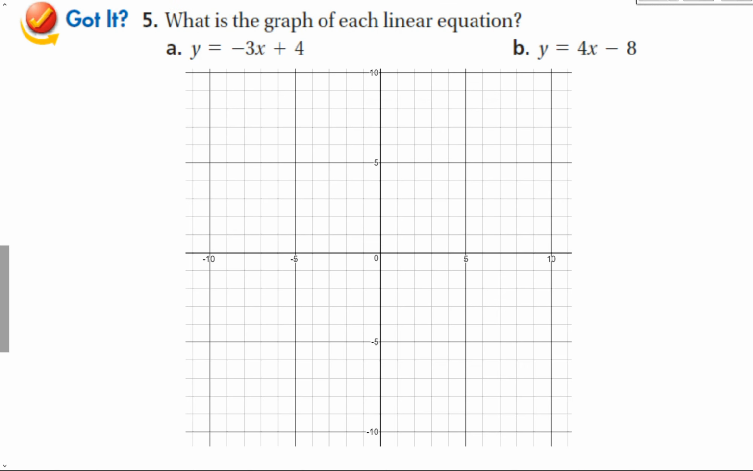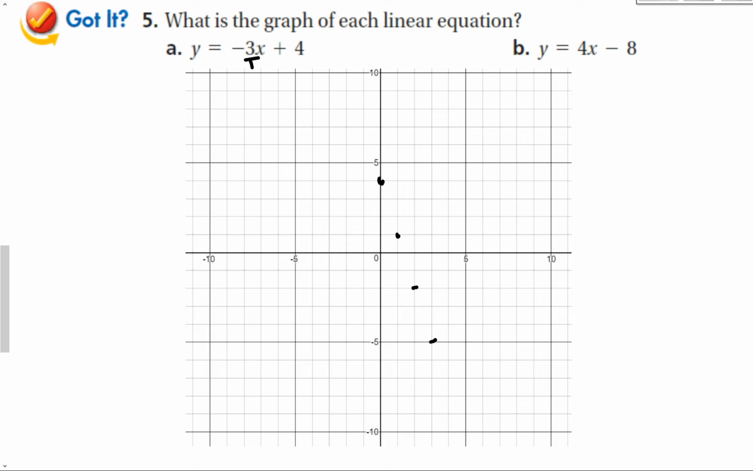y is equal to negative 3x plus 4. And let's not use a table. Let's just use the technique of intercept and then slope. So the intercept is 4. My slope is negative 3, which is negative 3 over 1. So that's down 3, right 1. Down 3, right 1. Down 3, right 1.